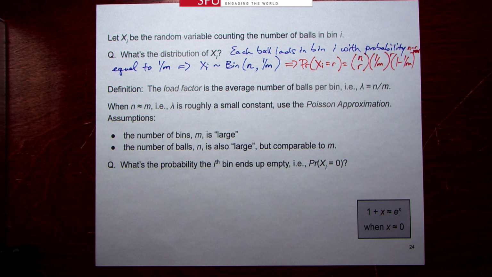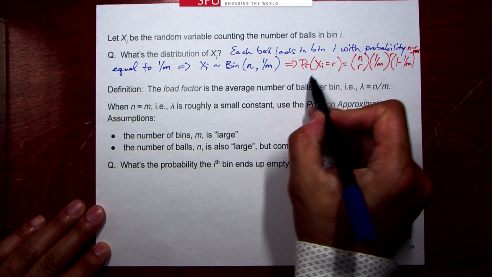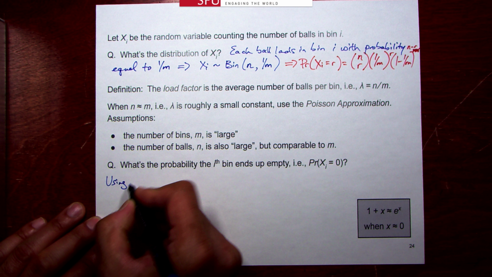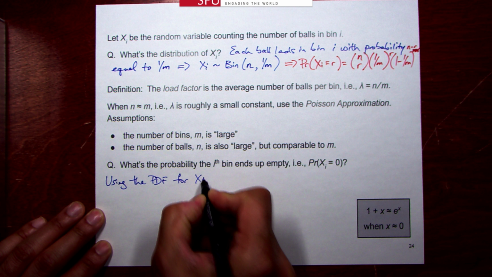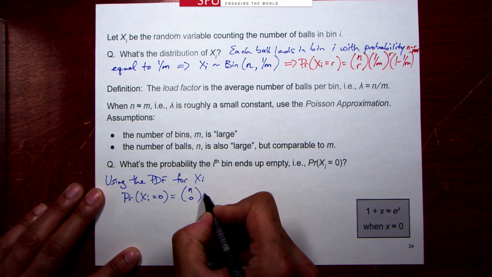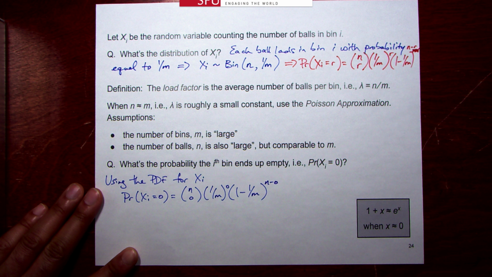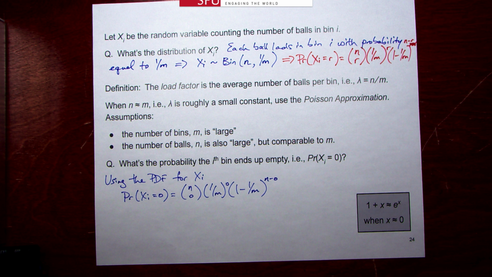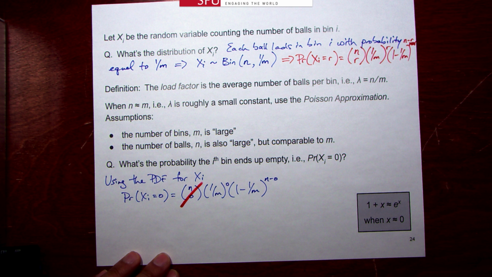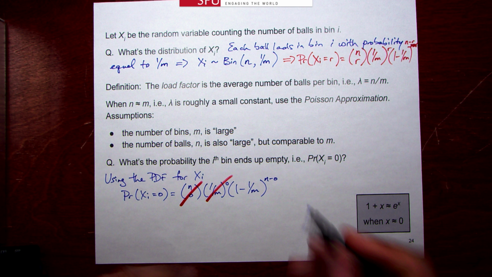So the first question is, what's the probability the ith bin ends up empty? That's the probability that x of i is equal to 0. We're just going to sub in 0 for r into this equation up above. So we end up getting n choose 0, which is nice to deal with, 1 over m to the 0, and 1 minus 1 over m to the n minus 0. I love this, especially since I get to bring out the big, fat red marker, because n choose 0 is 1. That's pretty easy. And anything to the 0 is also 1. So we end up with 1 minus 1 over m to the n.